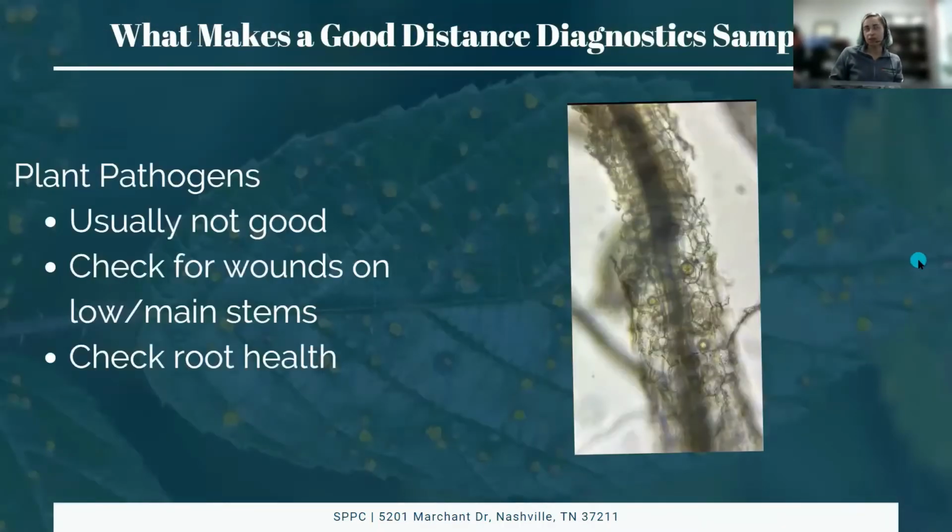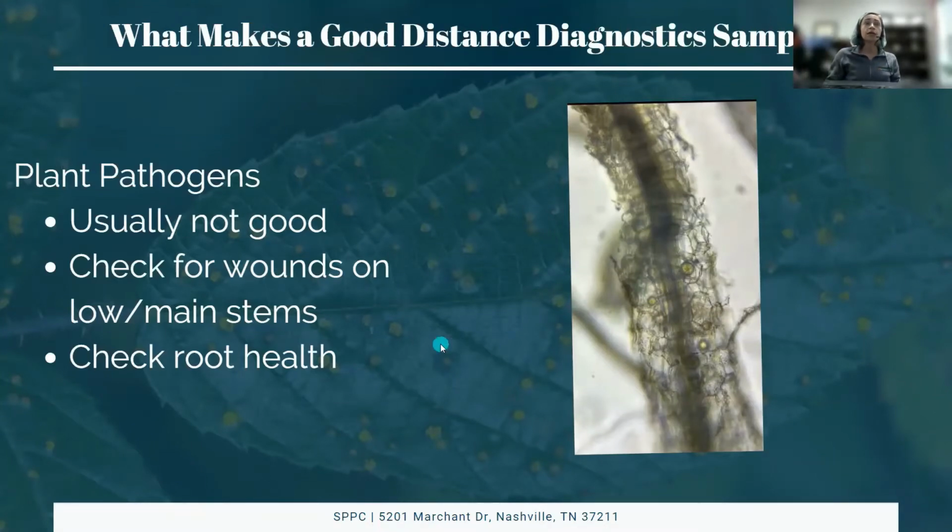What's not so good with distance diagnostics is plant pathogens. Plant pathogens, I usually do need a physical sample. And what's really important when I get a lot of, "My tree died overnight. What's wrong with my tree?" A lot of the times when that happens, when our tree just completely wilts and the leaves are still on the tree, is that there's a large wound on the main stem, or there is root rot that is preventing the flow of nutrients and water up to the canopy.